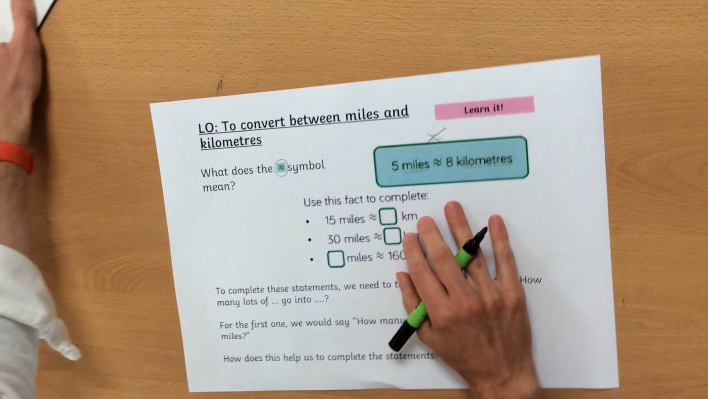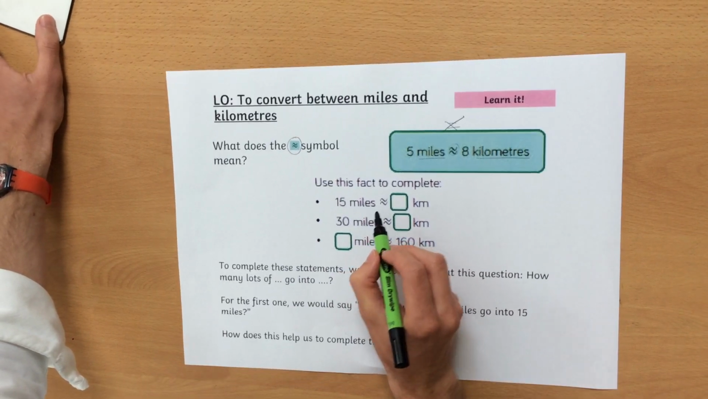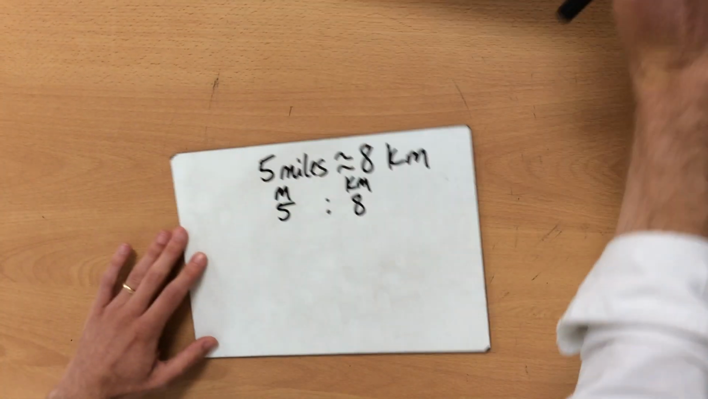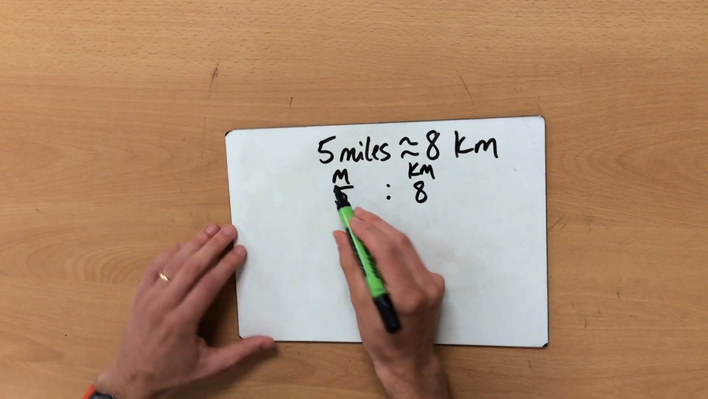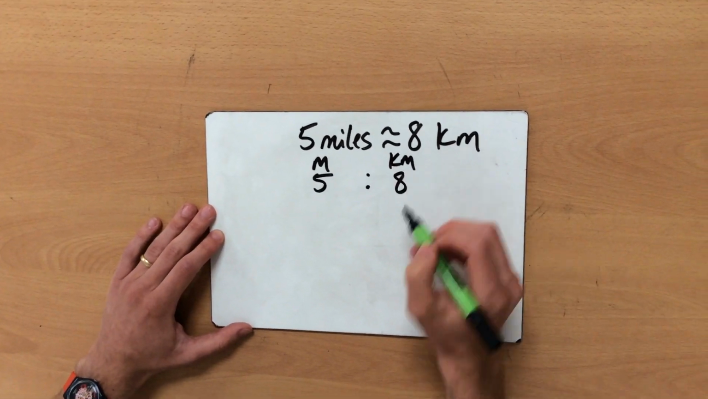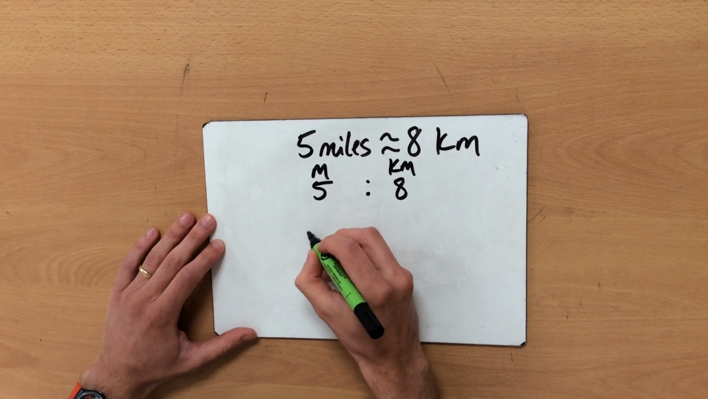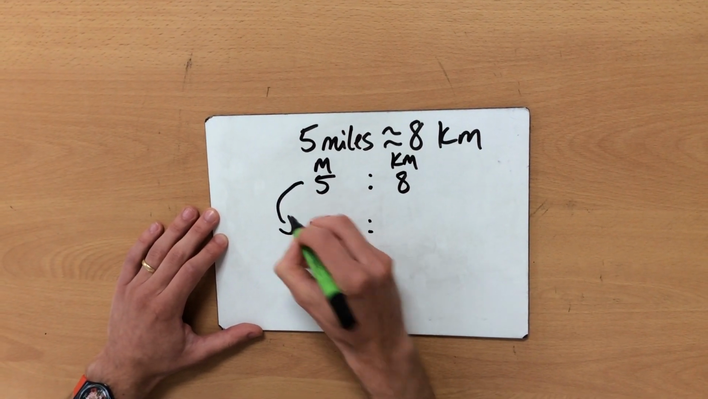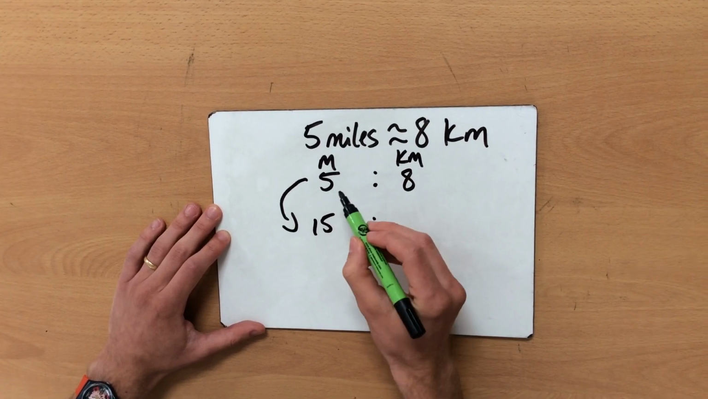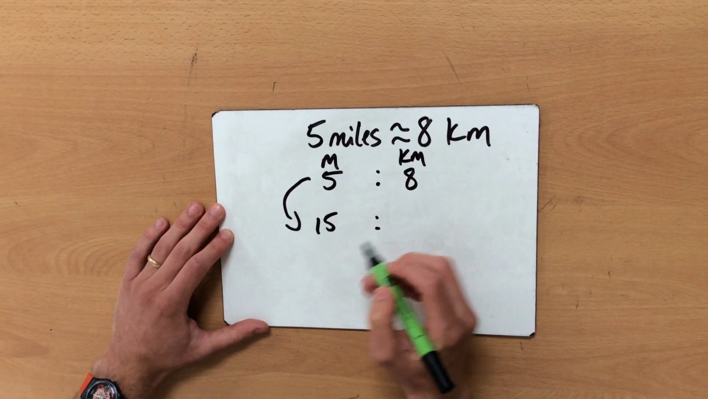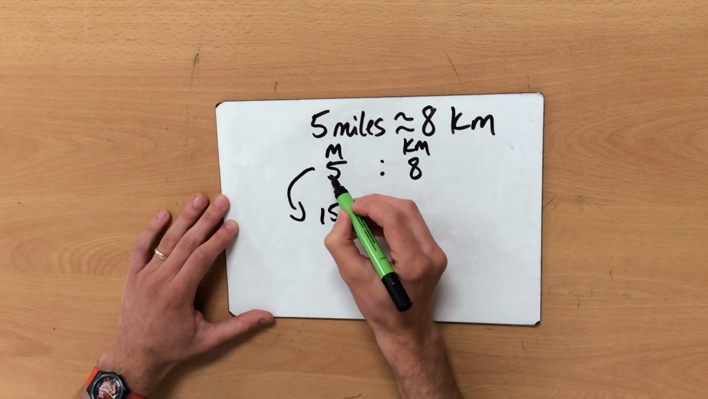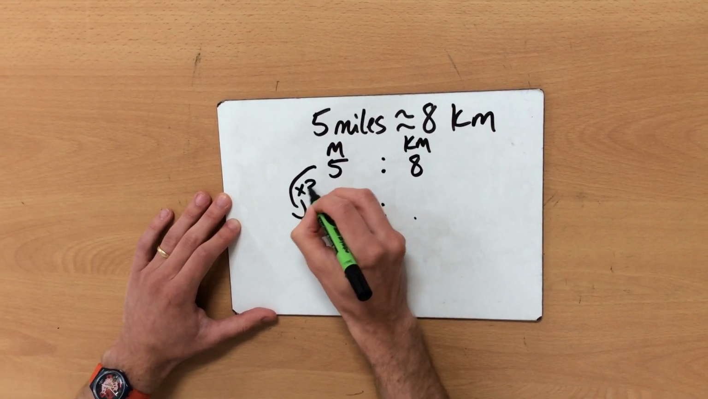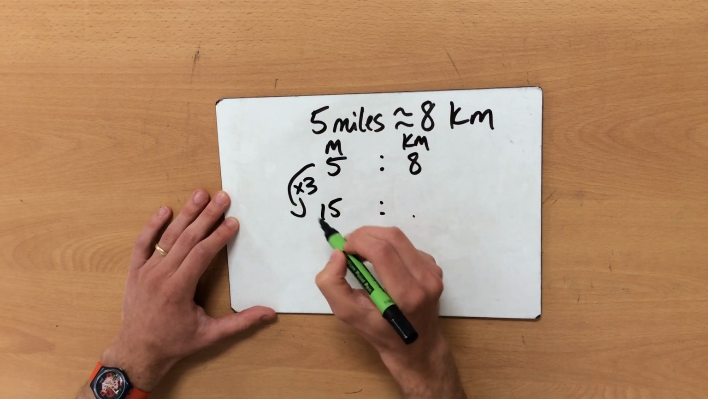So let's have a look at the question again. 15 miles is approximately how many kilometers? Right then, I'm going to go back to my ratio. 5 miles, ratio symbol, kilometers is 8. Now I need to know what 15 miles is. So how do I get from 5 to 15? What's the pattern? Can we spot it? Yeah, it's multiplied by 3. 5 times 3 is 15.